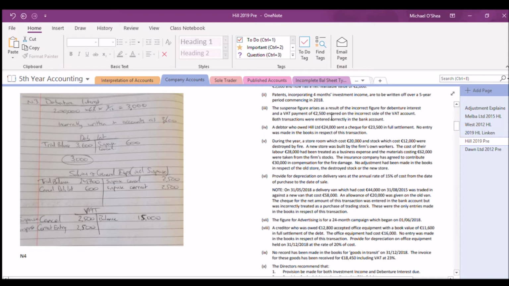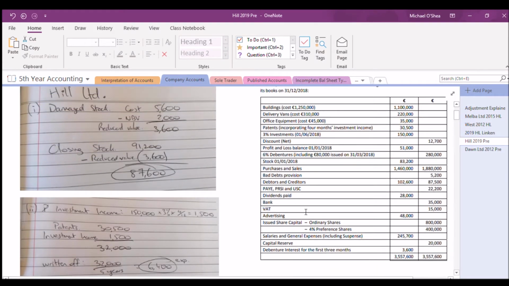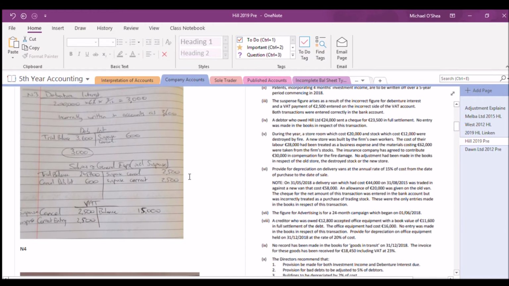So we have a VAT payment of 2,500 entered onto the incorrect side of the VAT account. They just told us that it's been put on the wrong side of the VAT account. Obviously, I have it shown out here in terms of what you need to do, but I want to talk through it a little bit first. So the VAT account shown here in the trial balance is 15,000 on the credit side. So what happened was there was 2,500 entered on the incorrect side of the VAT account.